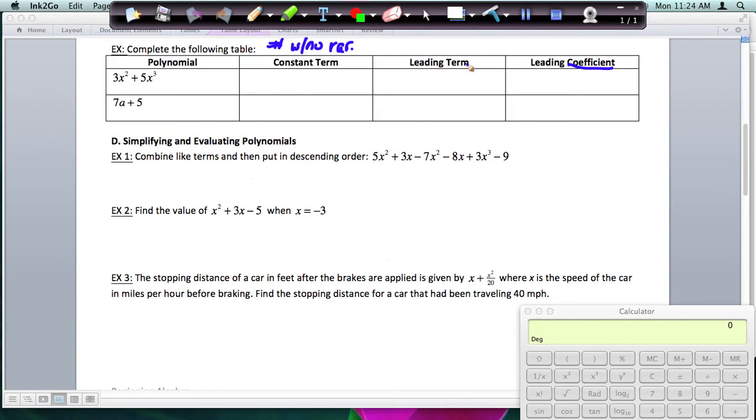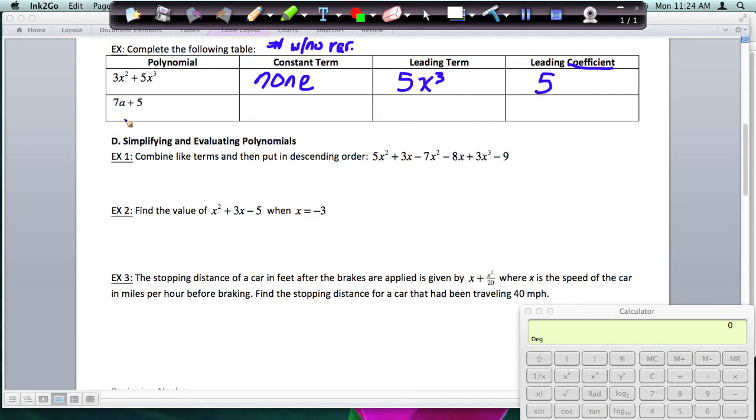So let's go ahead and look at this first one, 3x squared plus 5x cubed. The constant term, well, there is none. There is no number that's by itself with no variable, so we would say none. The leading term means what is the term with the largest exponent, and that's 5x cubed. This is degree 3, so this would be the leading term. So we would write 5x cubed. The leading coefficient is what is the number of that leading term, and that's 5.